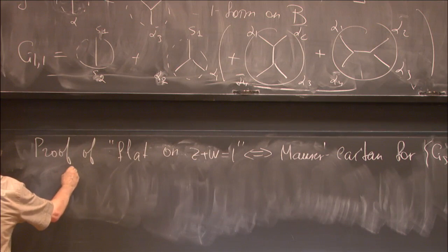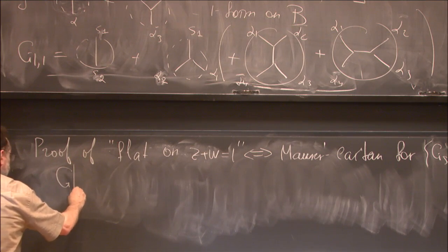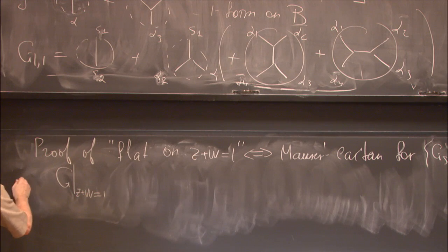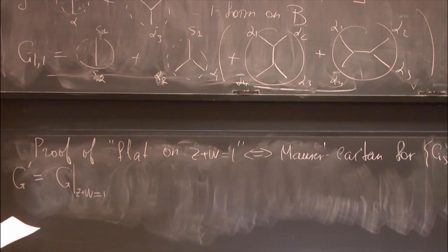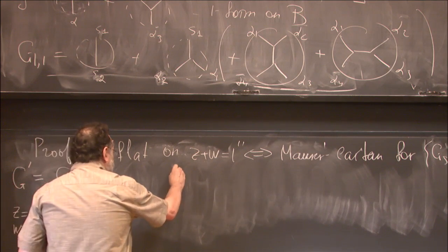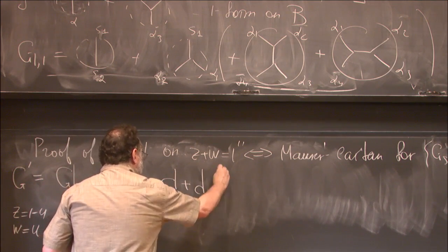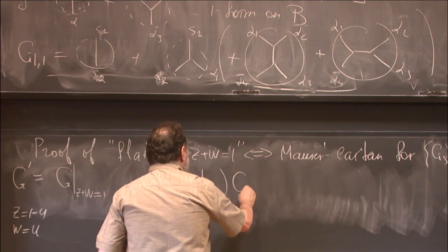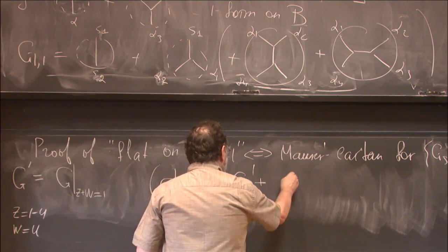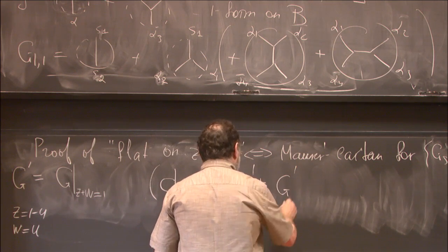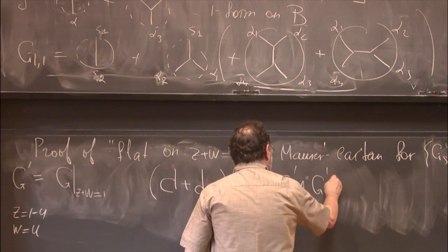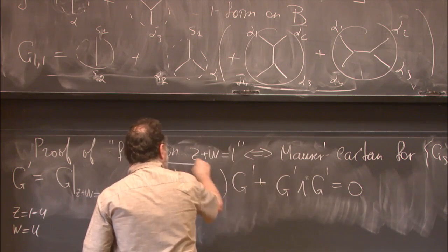The first thing, let me just introduce notation. So I have my one form, and I restrict it to z plus w equal to 1. So I call it maybe g prime. Okay? Then I can parameterize this line, writing that z is 1 minus u and w is u. So basically, I have just one parameter on this line. And it turns out that if you check d plus this du applied to my form g prime, what I want to prove is that I have this equation. That's what I wanted to prove.